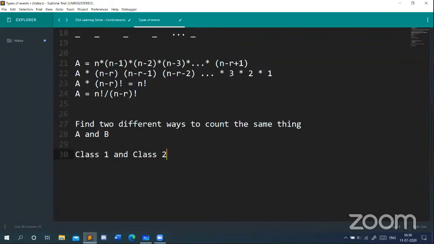And I need to count the number of people in class 1. I look at the attendance register of class 1 and I look at the attendance register of class 2, and I noticed that the last entry in them have the same roll number. And this should immediately mean that they have the same cardinality. But how will we prove it mathematically?